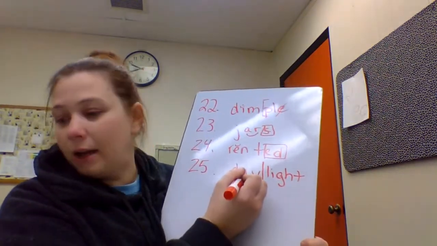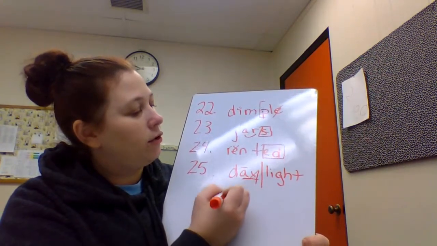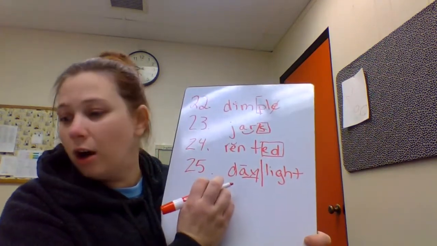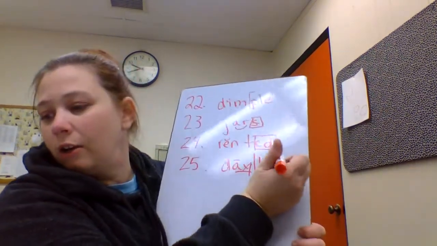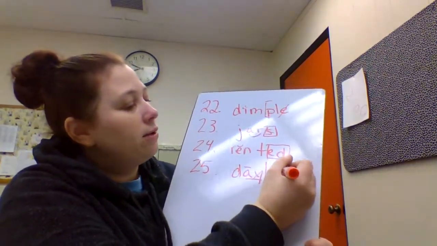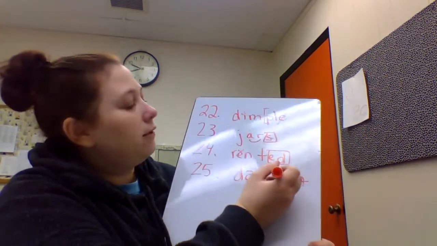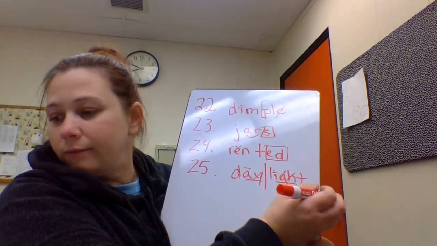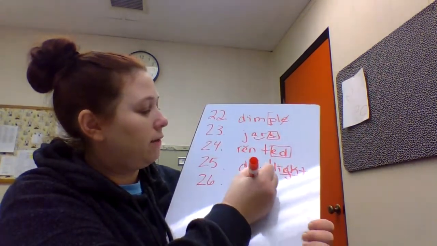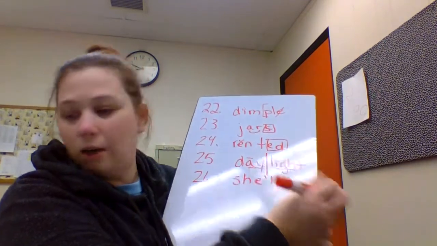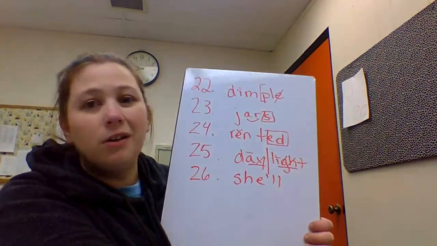Here we have our AY. We cross off the Y, and the A gets a macron. And then here we have our IGH. We underline our trigraph. We draw a line through the G and the H because we don't say them. The I gets a macron. All right, and then 26, we have a contraction, she'll. And we don't do anything to code that.